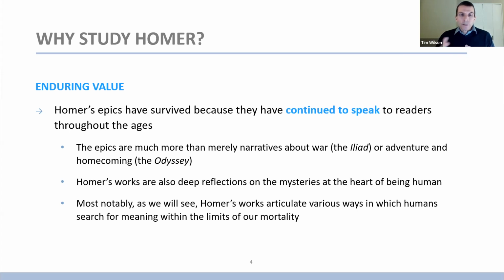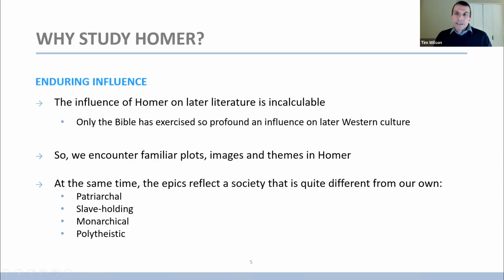And so notably, what I'll try to underline when we look at the Iliad is the way in which the epic explores ways in which humans can search for meaning within the limits of mortality, within the limits of our finite existence. The other reason, so there's, I would say, the first reason, as I said, they have an enduring value, there's an enduring worth to them. The second reason is because of their influence, they speak to us in a continued way.